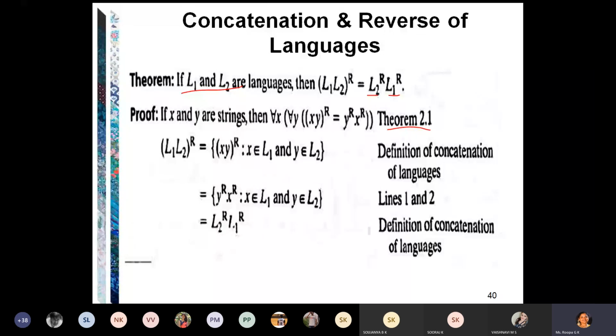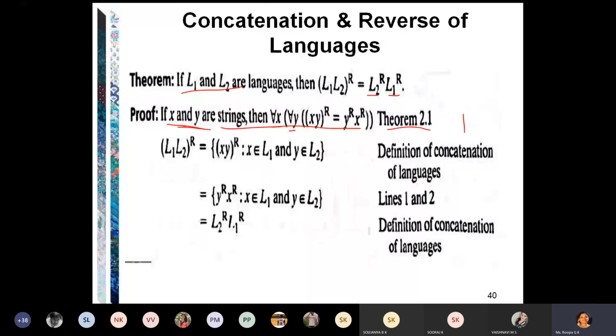Let X and Y be two strings. Then for all X, for all Y, (XY) reverse is given by Y reverse, X reverse. This is the definition, or this is theorem 2.1. So we will make use of the theorem here, which is nothing but the definition of concatenation as well as reverse. (XY) reverse is given by Y reverse and X reverse. This is our line 1.